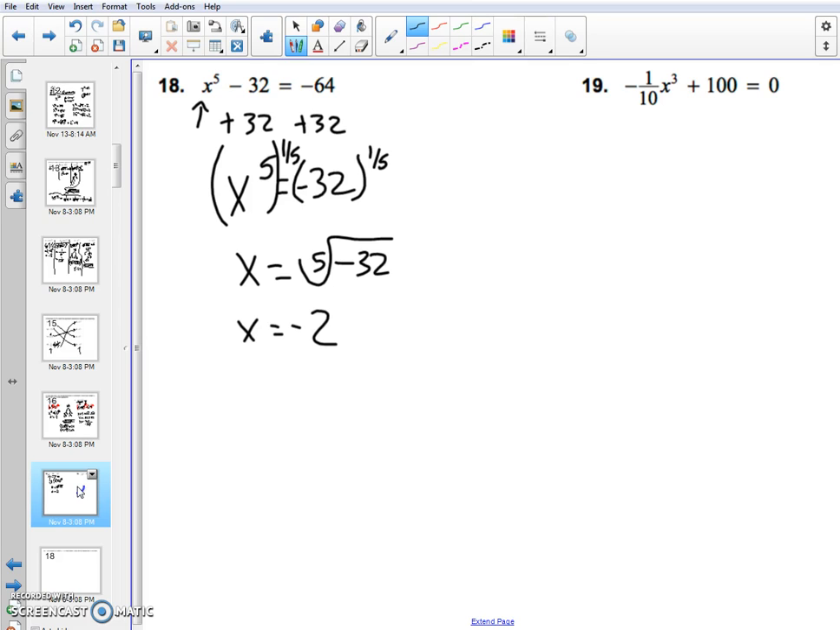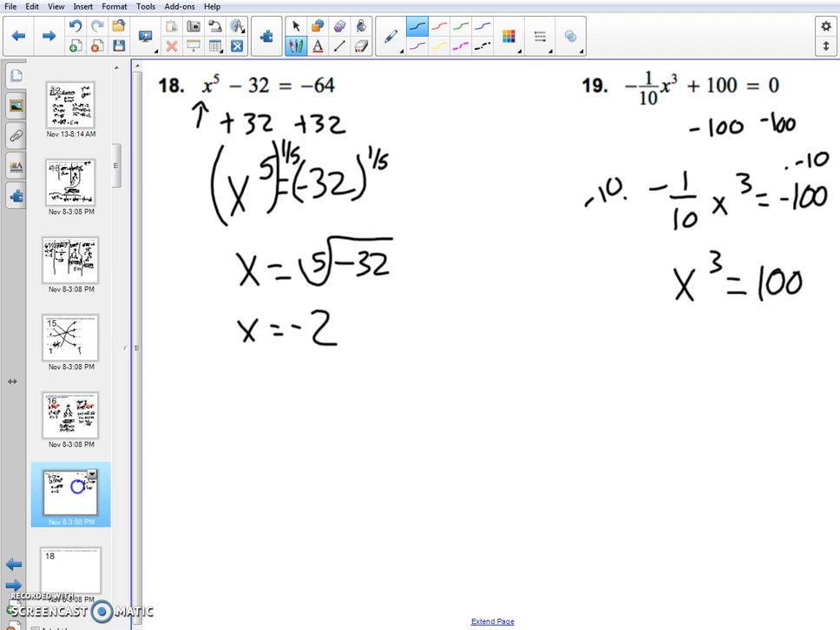All right, let's look at this last one here. So I want to get that x to the 3rd by itself, so we're going to go ahead and subtract 100. And to get rid of that negative 1/10 out in front, I'm going to multiply each side by negative 10. So I get x to the 3rd equals negative 10 is negative, so positive 1,000.